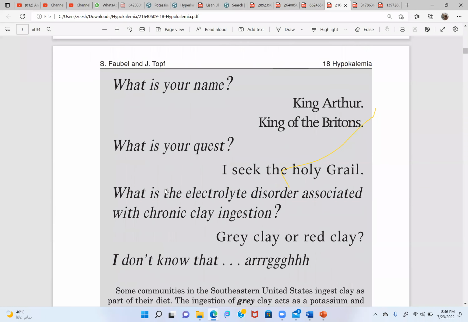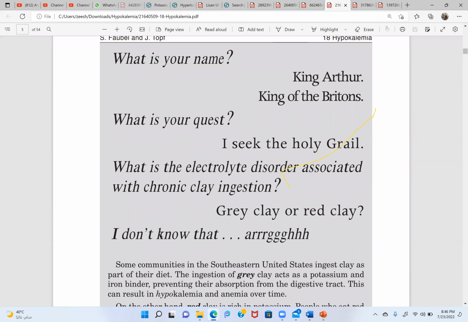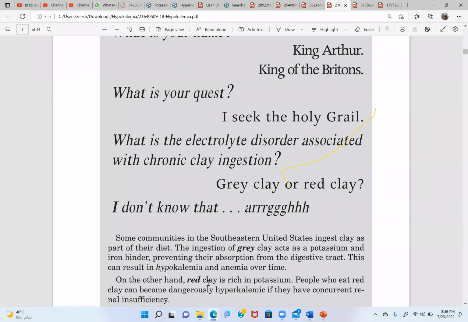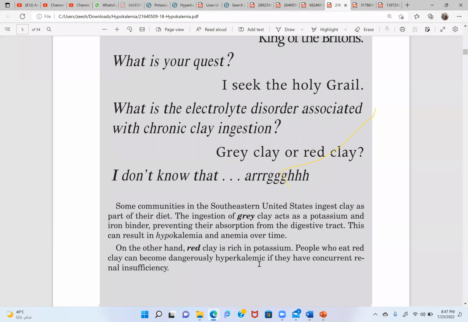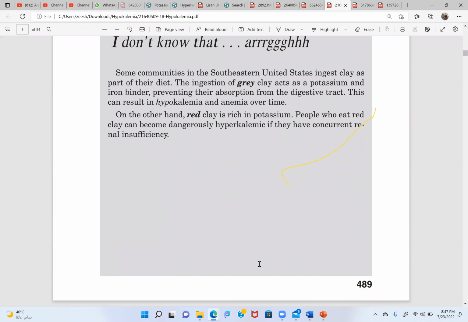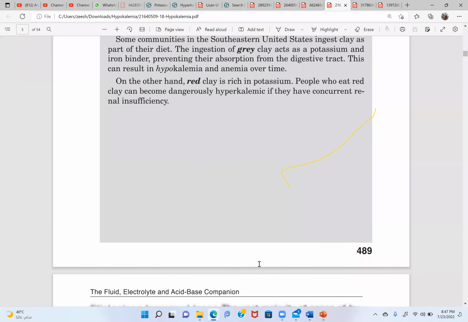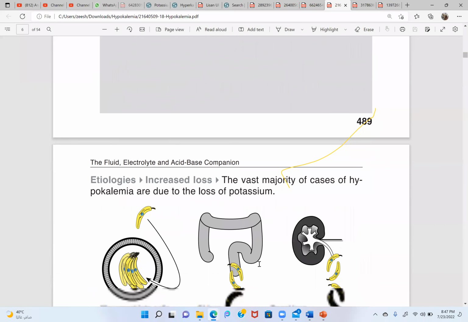There is also gray clay and red clay, like children who eat dust. Gray clay is a potassium and iron binder, so it can cause hypokalemia and anemia, while red clay will be high in potassium. This is just for making it interesting, nothing more than that. So red clay people will have hyperkalemia and gray clay people will have hypokalemia.